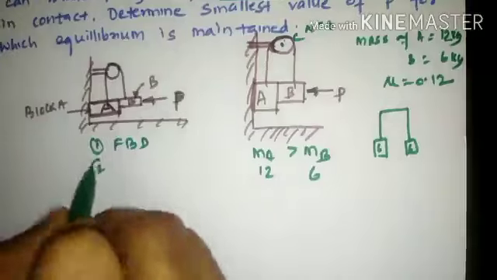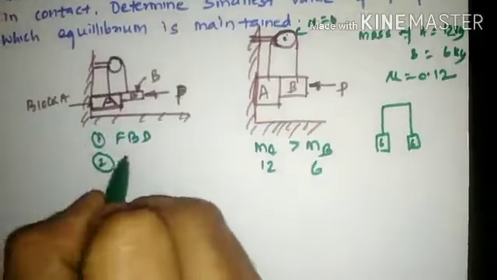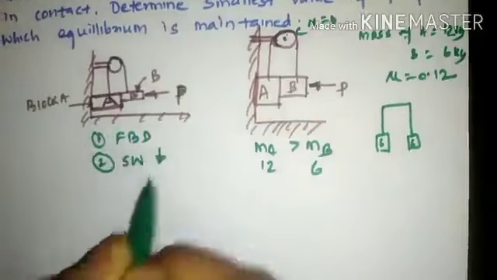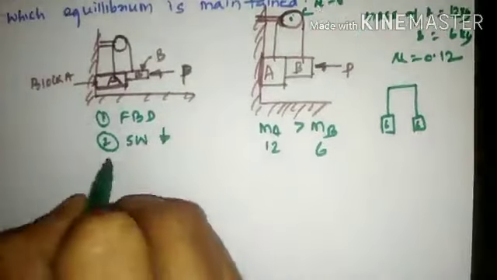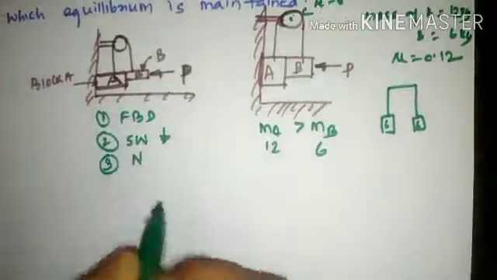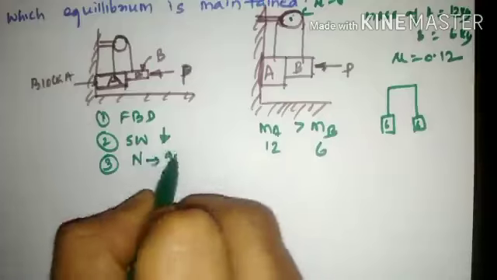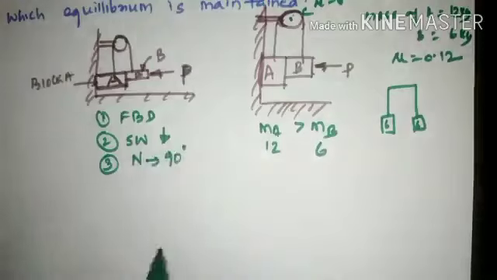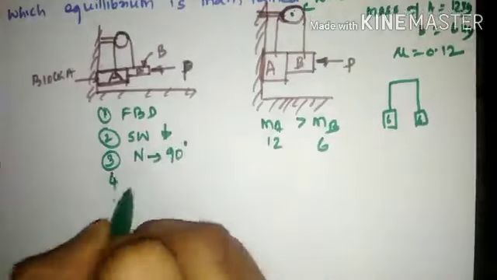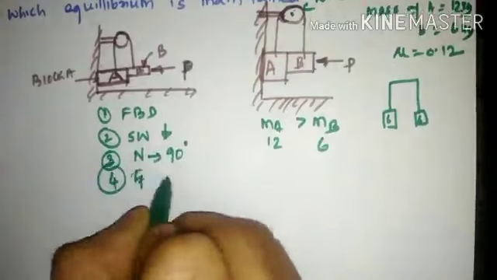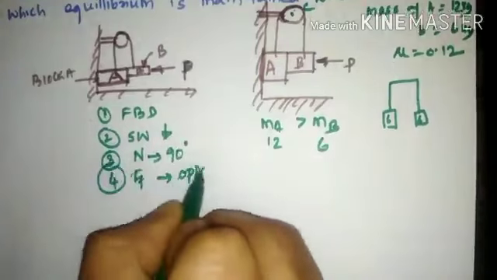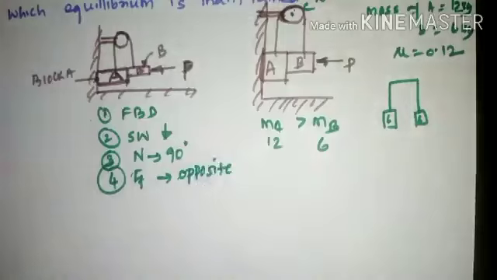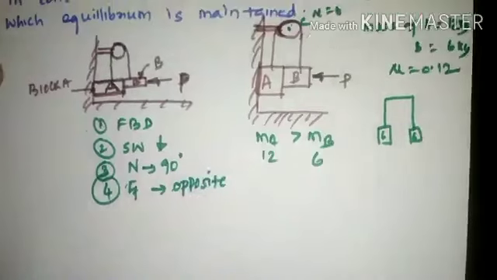Next is to draw the self weight. The self weight will always be in the vertically downward direction. Next is to draw the normal reaction component. The normal reaction component will always make an inclination of 90 degrees to the plane of contact. The fourth condition is that the frictional force will always be opposite to the movement of the body.